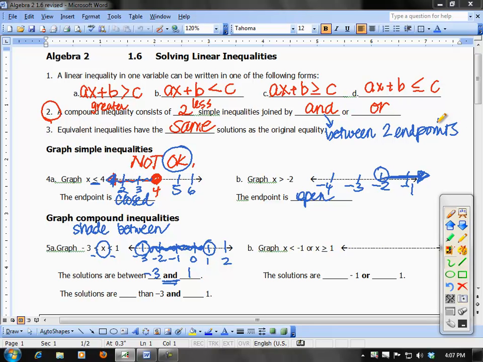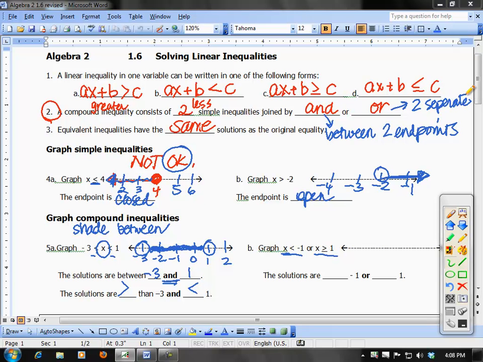Okay, so "and" occurs when you're in the middle. So the solutions are, if I look at it, greater than -3, but less than 1. Those are just ideas, but I want you to know the difference between "and" and "or". "And" is a between, so "or" is not going to be in the middle. If you look at "or", they're giving you two separate inequalities. So the "or" is two separate.